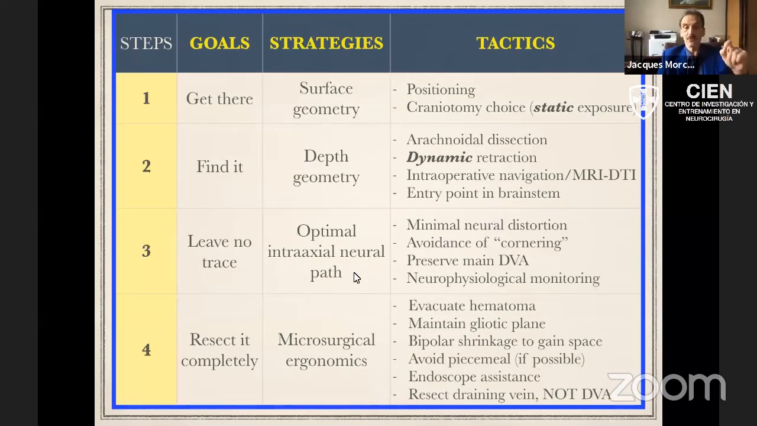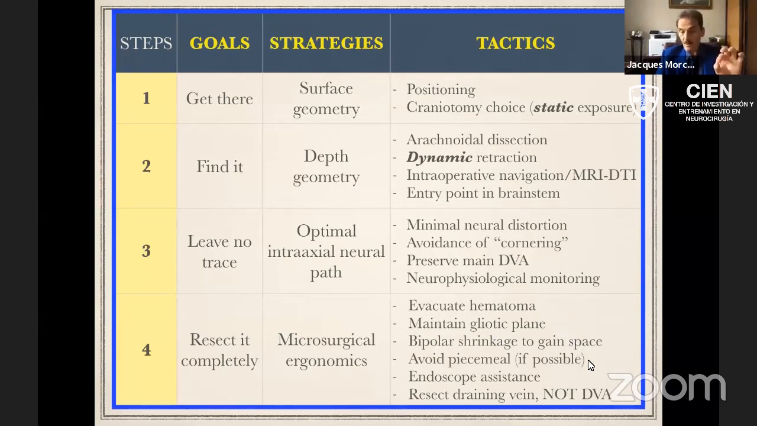For step 3, for you to leave no trace, you need to minimally distort the neural path around you. You need to avoid this issue of cornering, meaning the blind area behind a piece of brain. You need to preserve the main developmental venous anomaly, DVA. You need neurophysiologic monitoring. And lastly, to resect it completely, you have to evacuate the hematoma if there is one, maintain the gliotic plane, and shrink a large cavernoma with the bipolar to gain space.